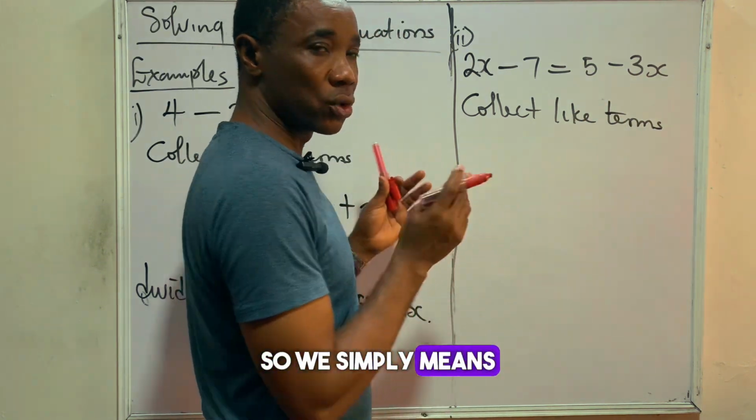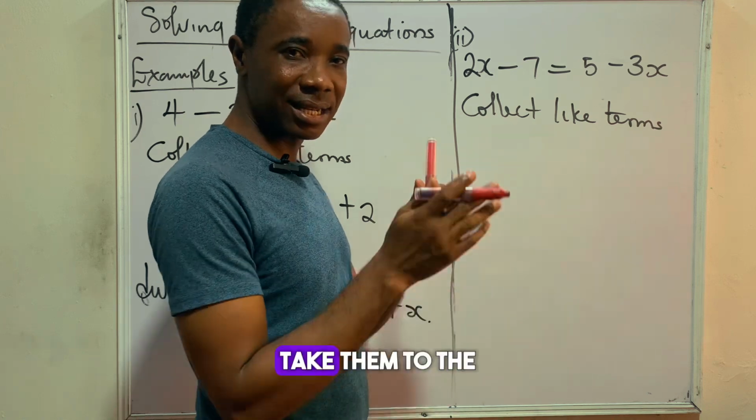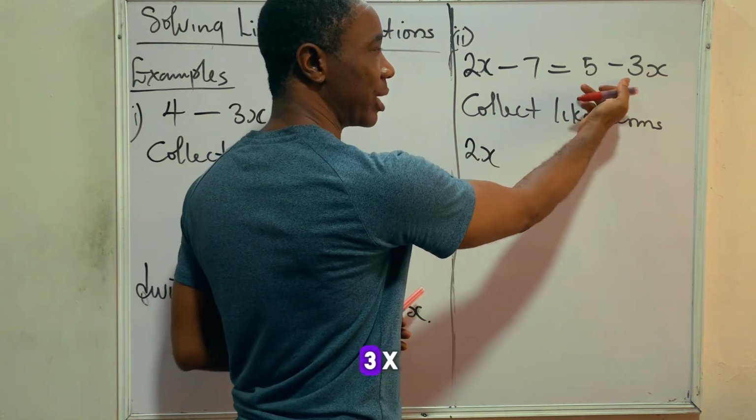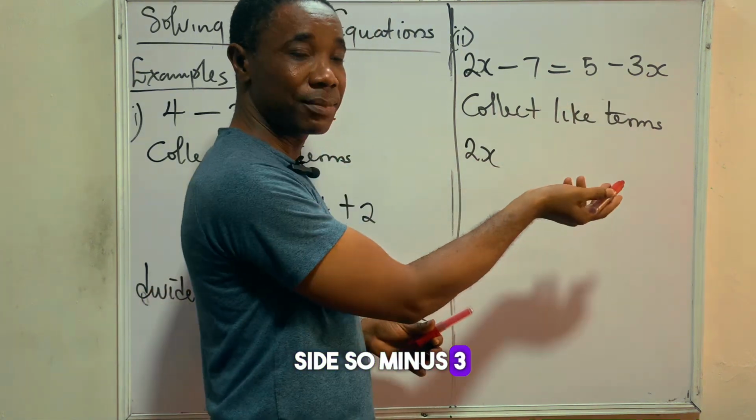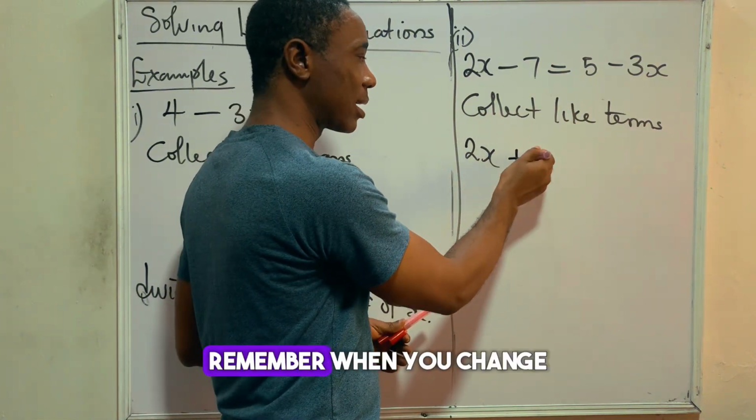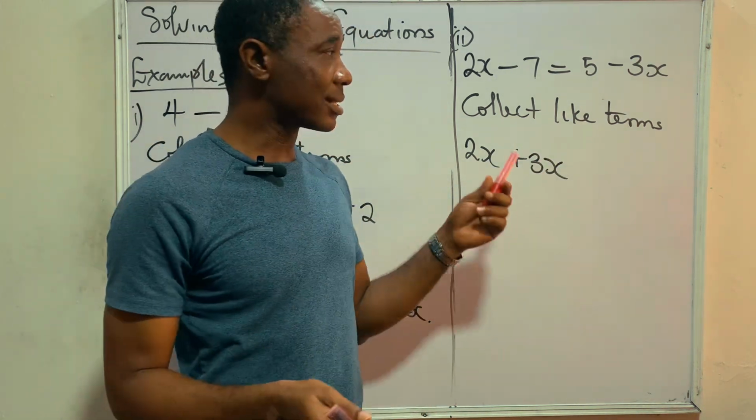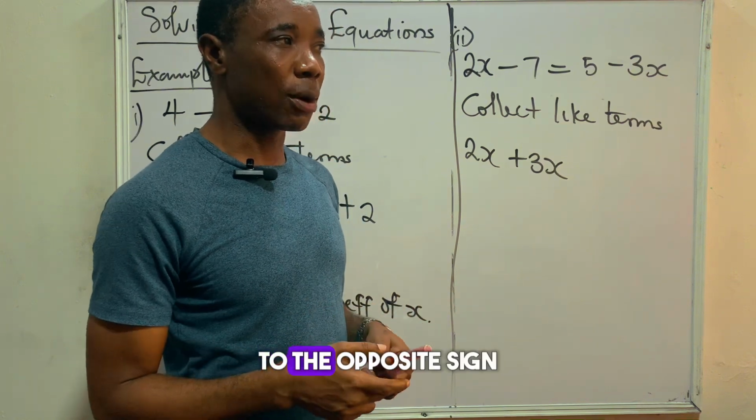Which simply means those terms with x, bring them to one side, and those terms without x, take them to the other side. So we have 2x, then you bring minus 3x to this side. So minus 3x becomes plus 3x. Remember, when you move a term from one side to the other, the sign before it will always change to the opposite sign.